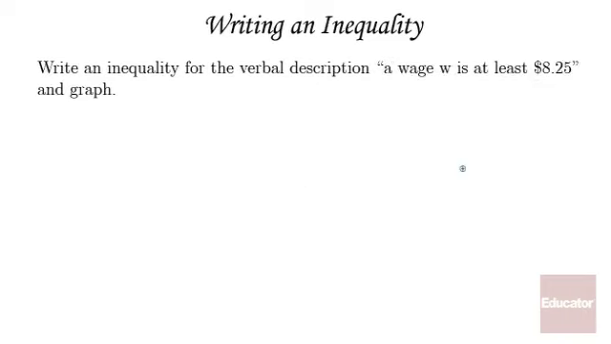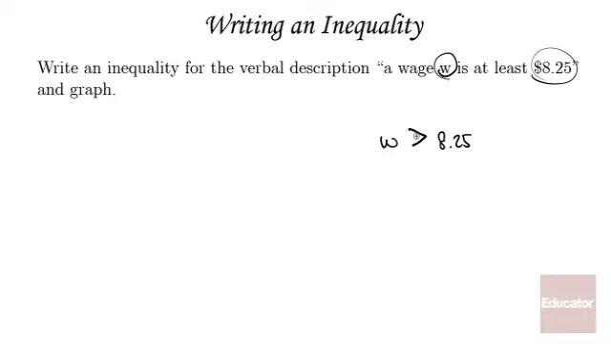Write an inequality for the verbal description, a wage W is at least $8.25 and graph. So we have a wage of W and an amount of $8.25. Now with the words at least, that can be a little confusing. So let's think about what that means. That means that at the very minimum, at the very least, it's $8.25. So it could be more than $8.25. So W could be more than $8.25.